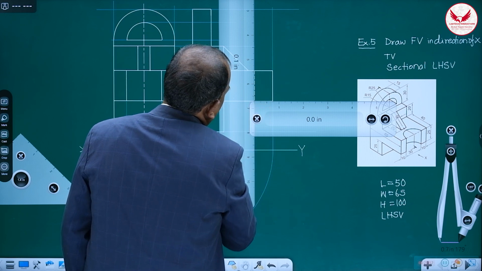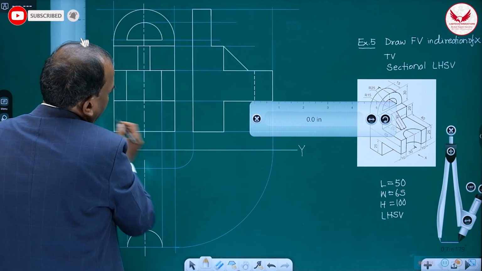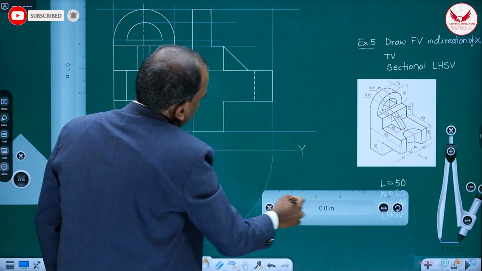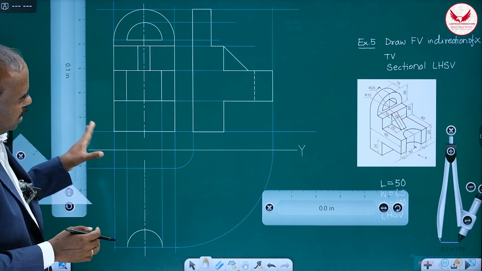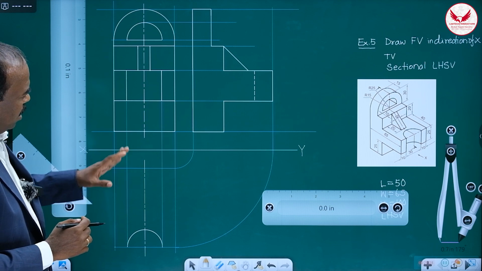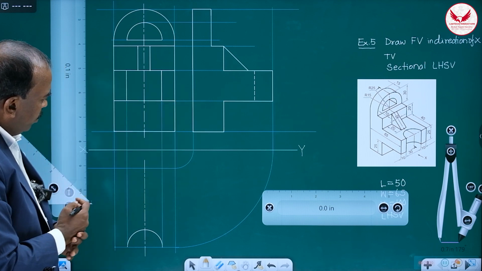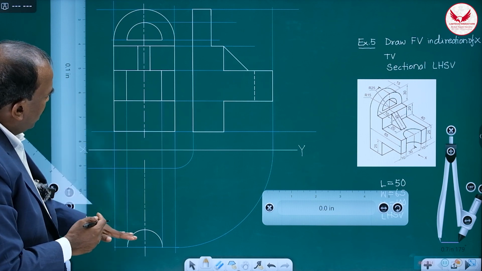Dotted line should never cross the object line. So this dotted line indicates that portion is not visible in the left hand side view. Then afterwards, by using these two views, we have to complete the top view.